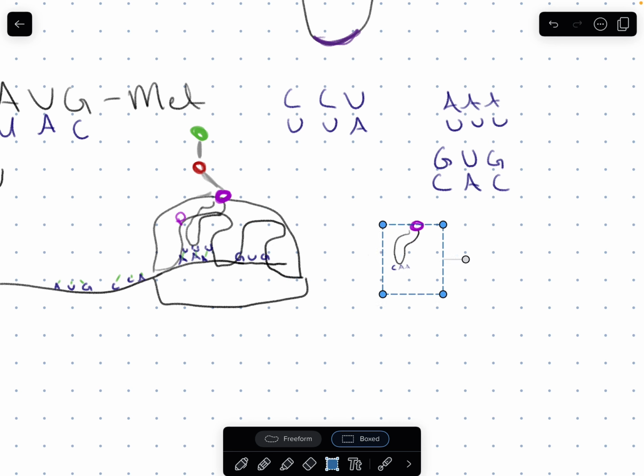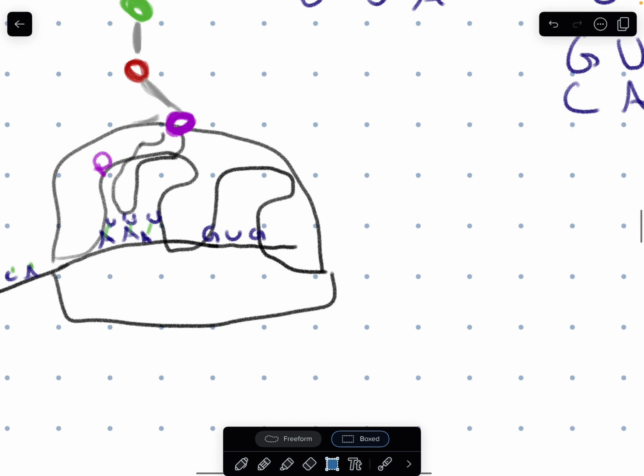But let's say instead of having GUG there, what if we had one of our stop codons? Anyone remember what those were? Well, let's find one of them. There are 3 of them. And for our example here, we will use UAA. I dropped the pen. 1 second. So we'll use UAA as our stop codon.